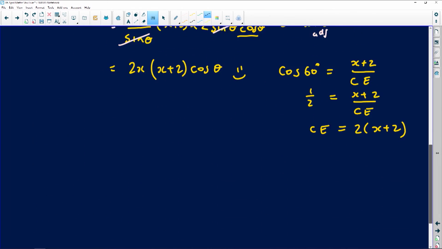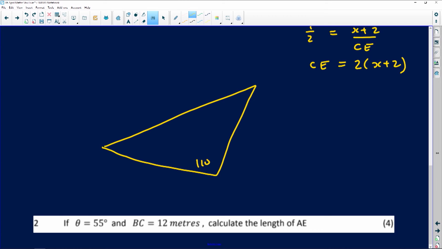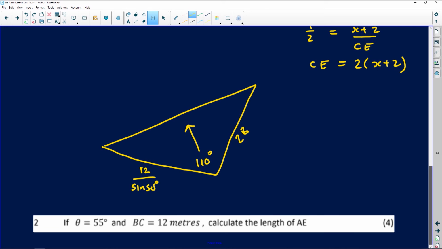So allow me to redraw this triangle with the stuff that we know so far. We know that we've got a triangle that simply looks like this. That triangle has got 110 degrees here. It has got 12 divided by sine of 55 degrees, it has got 28 this side, and then we're looking for the side that is opposite the given angle there. And you guys will agree with me that the rule that we use if you are in this position has to be the cosine rule.